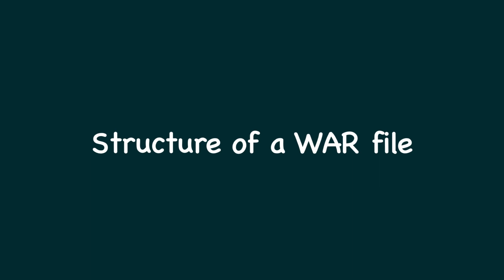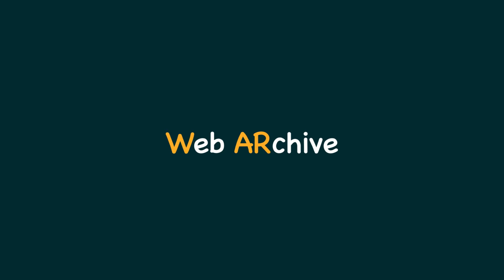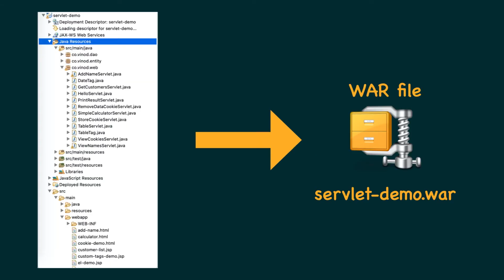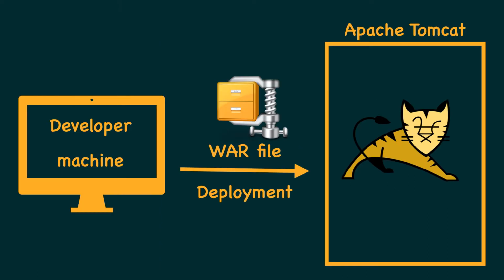In this lecture, let's discuss WAR structure. WAR stands for Web Archive. The Java Community Process standardized the way you deploy a web application onto a web server. You have to combine all your project artifacts into a single zip file with an extension of .war and hand it over to the web server.